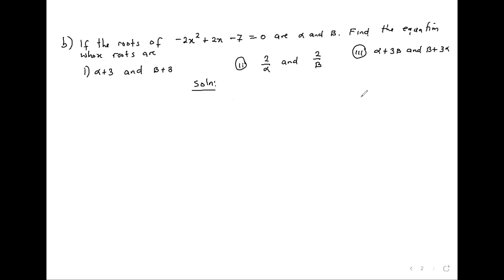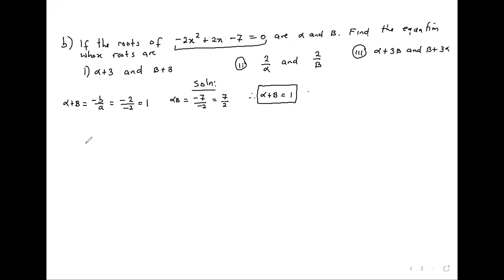Solution. First thing, you write alpha plus beta. Can I give an equation? It is -b over a, which is -2 over -2, which is 1. And alpha beta is -7 over -2, which is 7 over 2. Remember, it is c over a. So we are saying alpha plus beta is equal to 1 and alpha beta is equal to 7 over 2.